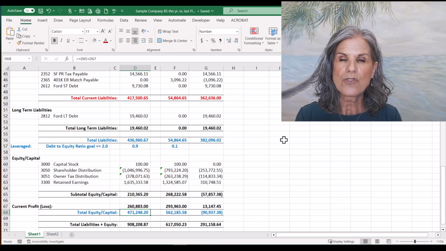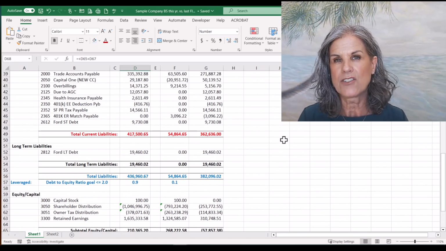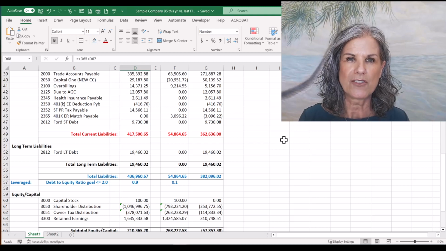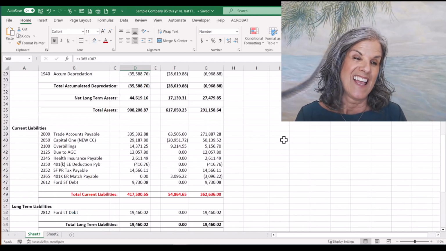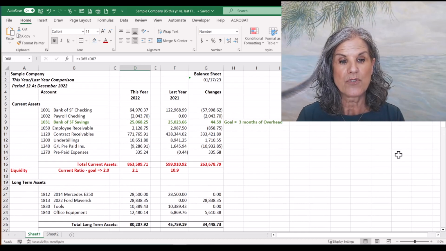So those are a couple of numbers that I calculate every month for clients, right? When we look at financial statements, I highly encourage you to start looking at that number. Those two numbers are good benchmarks.